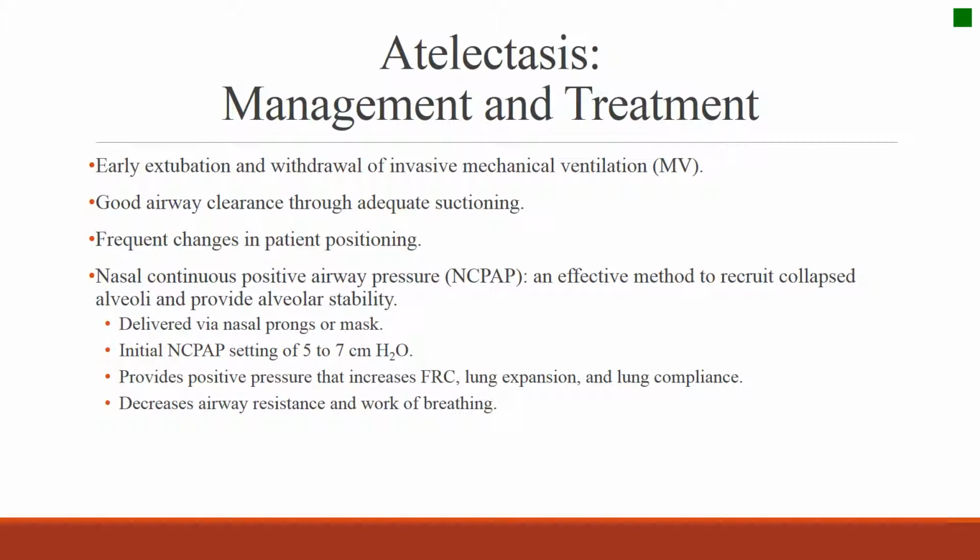Initial CPAP pressures are 5 to 7. It provides positive pressure that increases the functional residual capacity, lung expansion, and lung compliance, and it decreases airway resistance and work of breathing. Now notice how CPAP treats a neonate is no different than how it treats an adult. The only difference is we probably aren't going to use as high of pressures on neonates. So we're not going to focus a lot on the mechanical ventilation aspects of our neonatal diseases because basically you want to keep your peak pressures low, be conservative on your FiO2, and so on.